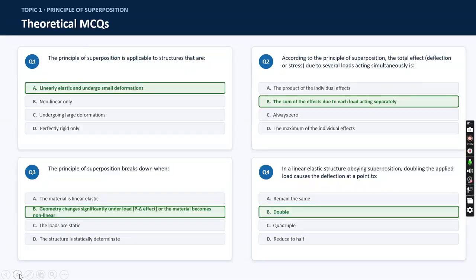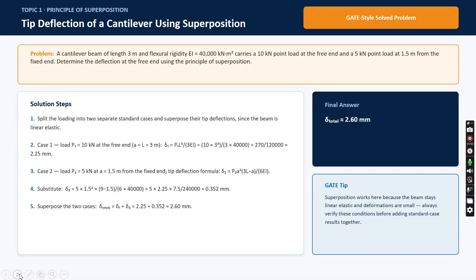Option B is the correct answer. The principle of superposition breaks down when geometry changes significantly under load, the P-delta effect, or the material becomes nonlinear. Option B is the right answer. In a linear elastic structure obeying superposition, doubling the applied load causes the deflection at a point to double. Option B is the correct answer. Next comes the problem.